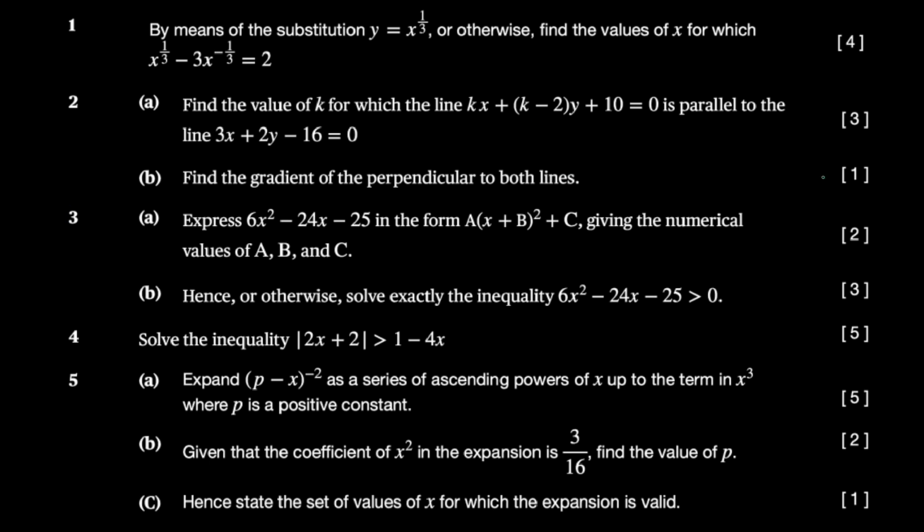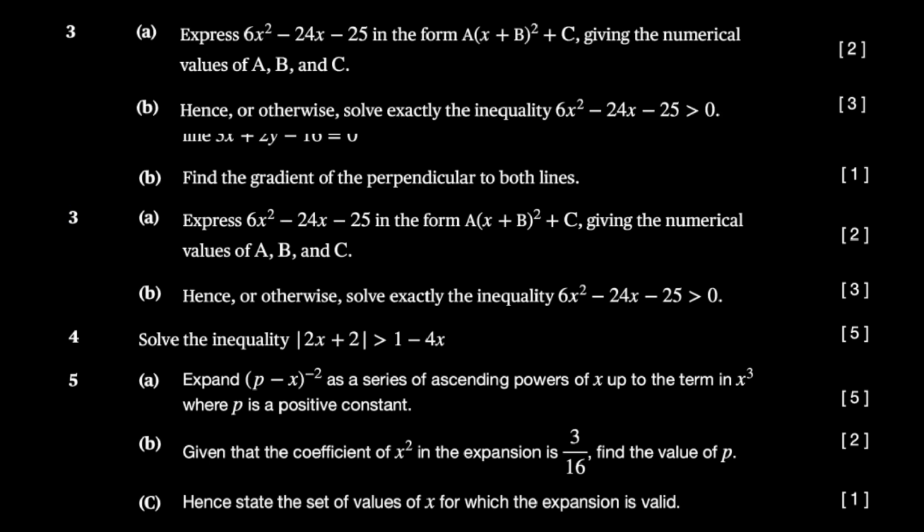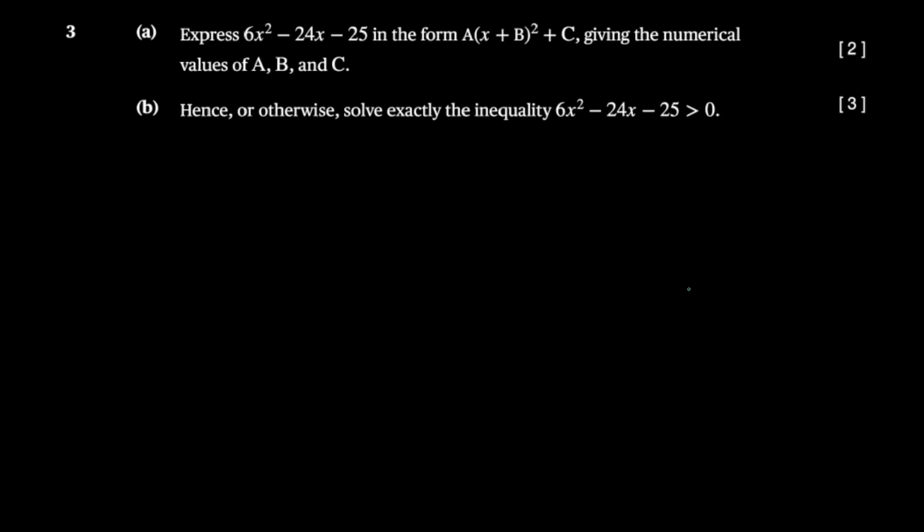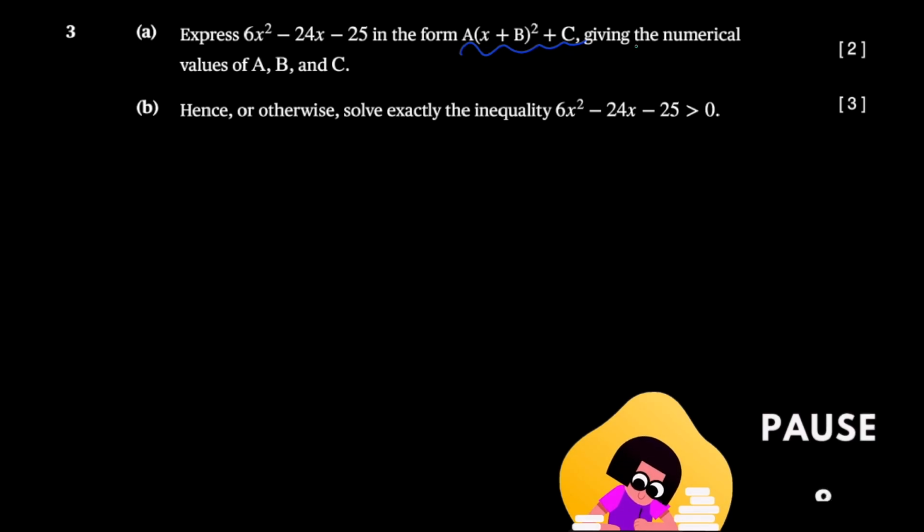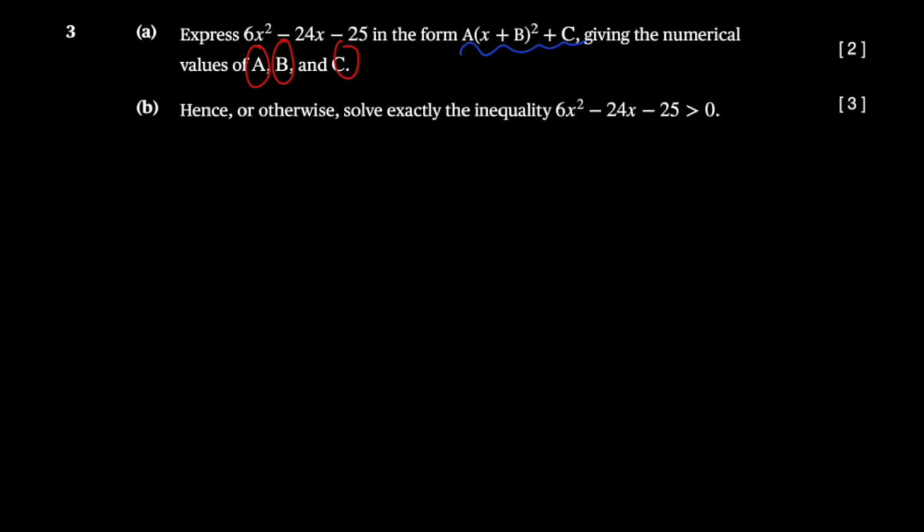So I'm just going to get rid of all the other stuff and then we're just going to have question 3. Question 3 says express 6x squared minus 24x minus 25 in this form. They want us to express it in that form, giving the numerical values for a and b and c. At the end of the day we just have to deduce those values.